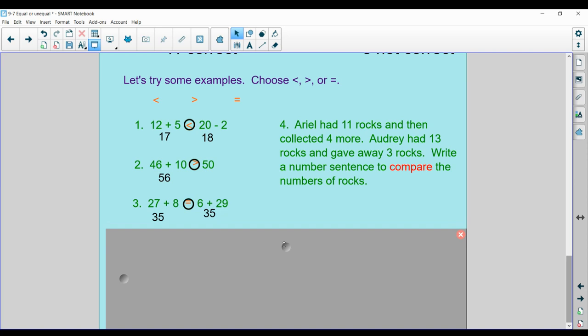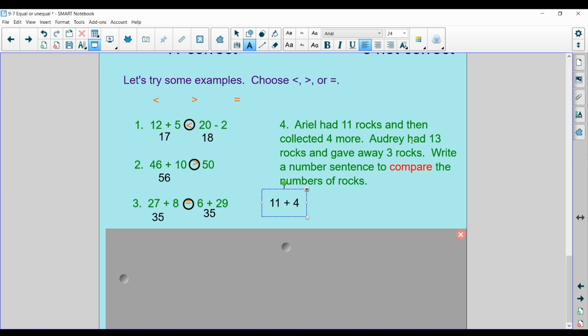Ariel had 11 rocks and then collected 4 more. Audrey had 13 rocks and gave away 3 rocks. Write a number sentence to compare the number of rocks. So when I make this a number sentence, that means I've got both sides that I'm comparing. So I'm going to start with what Ariel had. She has 11. And then collected 4 more. If she collects them, that means she gains them. She adds them to her collection. So she has 11 plus 4.